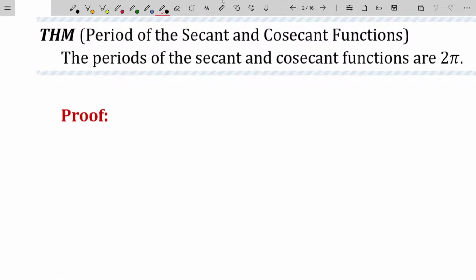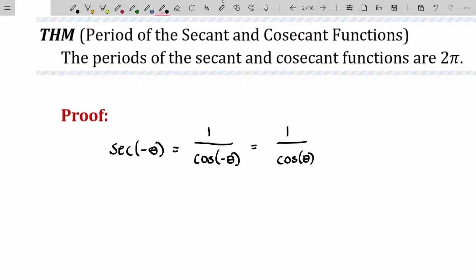So for example, the secant of negative theta, well, that is by definition 1 over the cosine of negative theta, but cosine is an even function, so that's 1 over the cosine of theta. But 1 over cosine of theta, well, that's the secant of theta by definition. So secant of negative theta is equal to secant of theta, which implies secant is even.